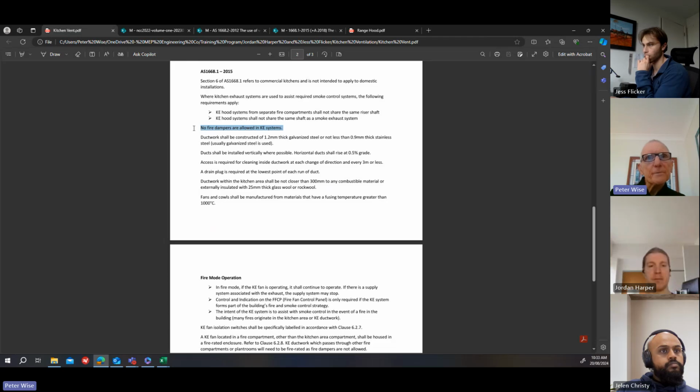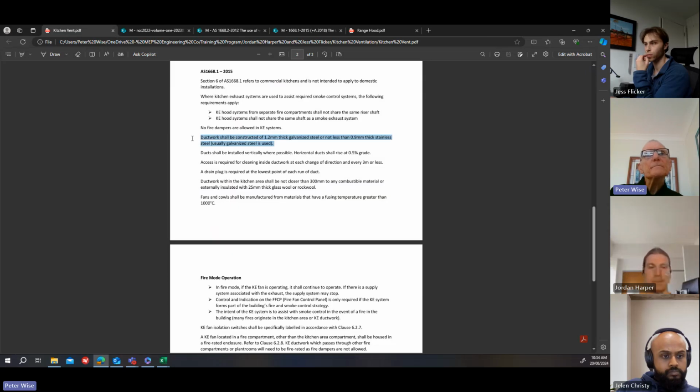You can't have fire dampers in kitchen exhaust systems. That's really important because they do quite often operate in a fire situation as a smoke exhaust. And if they have fire dampers, the fire dampers could close and then the exhaust system's not working anymore. So you can't have fire dampers. And you can't have fire dampers in smoke exhaust systems, for the same reasons.